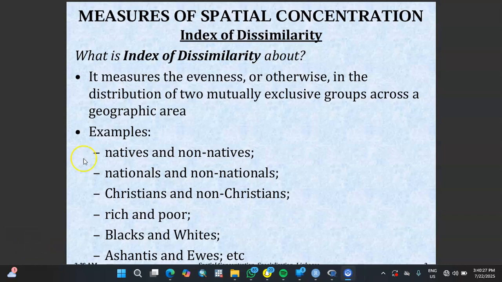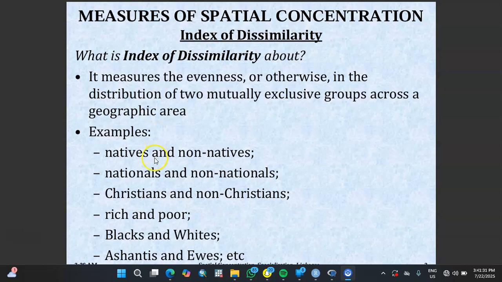So in this video, we are going to look at one of the measures of spatial concentration. The first one we are going to discuss will be the index of dissimilarity. What this index does is it measures the evenness or unevenness in the distribution of two mutually exclusive groups across a particular geographic area. When we talk about two mutually exclusive groups, it means that one group is the opposite of the other.